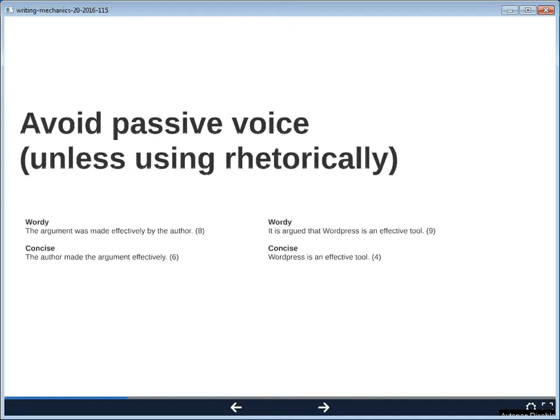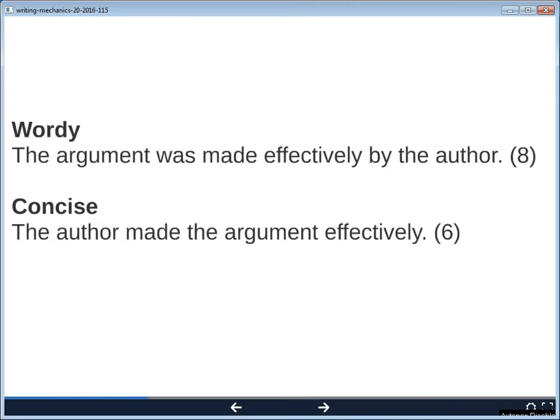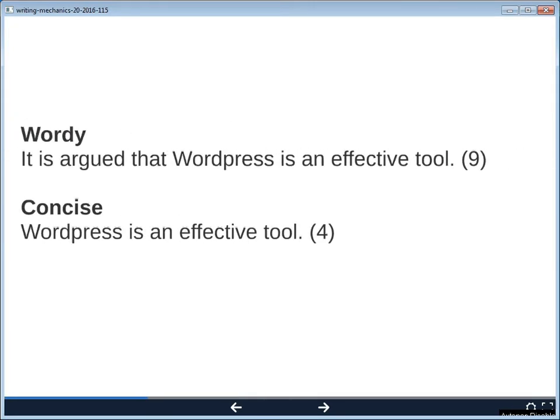Now, not only does this remove responsibility from the person who conducted the action or who undertook the action, but it also is generally more wordy than simply using the active voice. So for example, the argument was made effectively by the author. Switch that around and say the author made the argument effectively. Similarly, it is argued that WordPress is an effective tool. All we need to say in this case is WordPress is an effective tool. So avoid the passive voice.